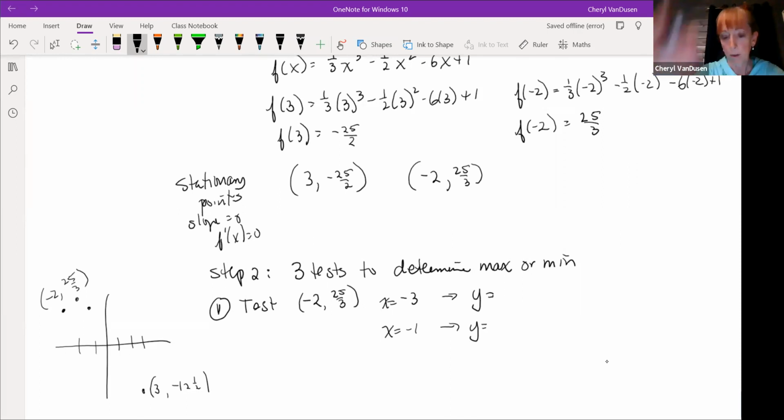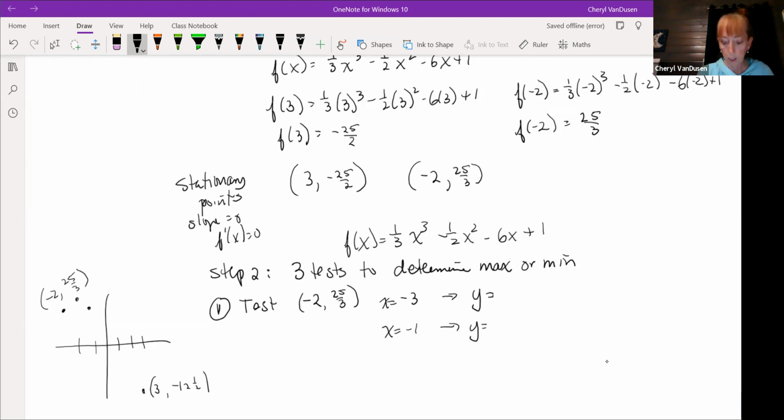Again, since I'm scrolling down, I'll put the f of x function here. It's 1/3 x cubed minus 1/2 x squared minus 6x plus 1. Okay, so I'm just going to grab my calculator. I'm not going to stand on ceremony. I'm going to figure out what these numbers turn out to be.